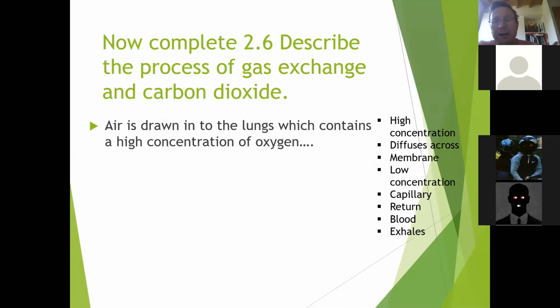Now, what I'd like you to do, I want you to complete it in your workbook, but I want you to start with the phrase that I've written on here. So I want you to start by saying air is drawn into the lungs, which contains a high concentration of oxygen. From there, you're going to explain how oxygen goes from the lungs into the blood and how carbon dioxide goes in the opposite direction.